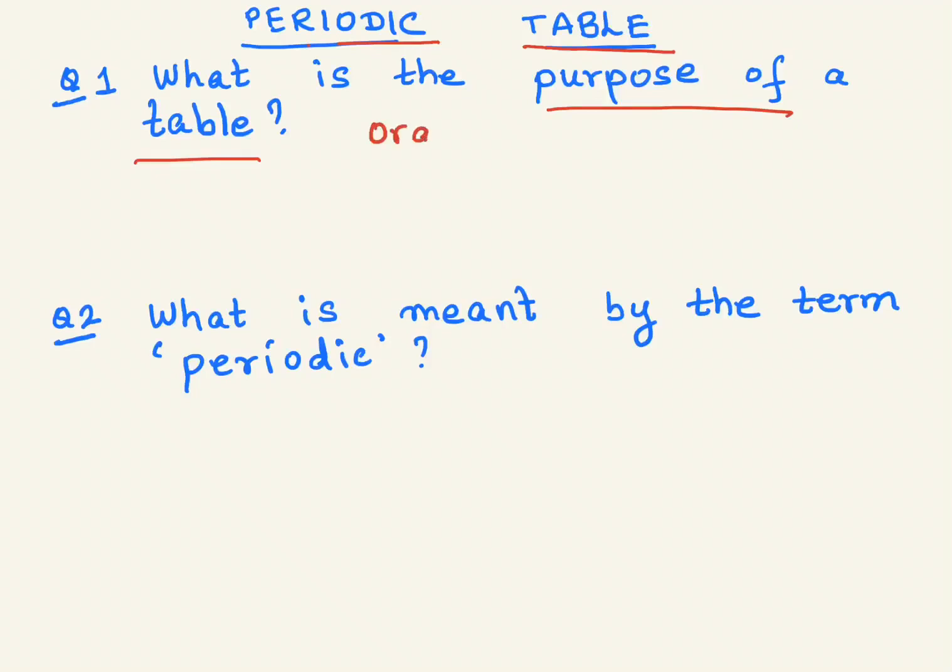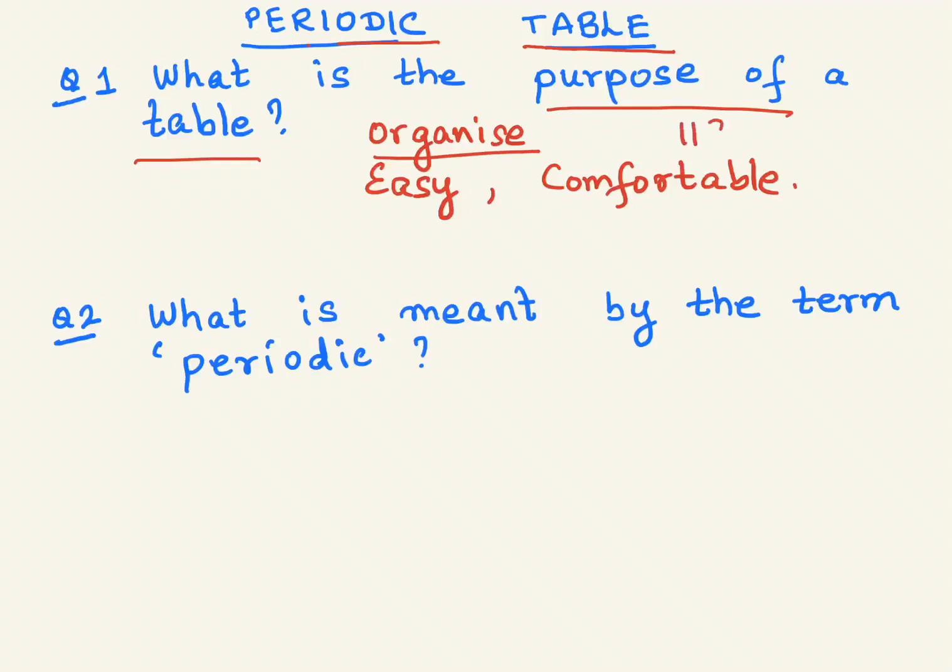Yes, it helps you to organize your stuff. It makes life a bit easy for you. It makes life a bit comfortable for you. That's the entire purpose of the table, and that's the very purpose of the periodic table: to help you organize the 118 elements which are known to us, natural as well as synthetic. It helps to make the study of these 118 elements easy. It helps you to correlate the properties of the different elements based on their position in the periodic table.